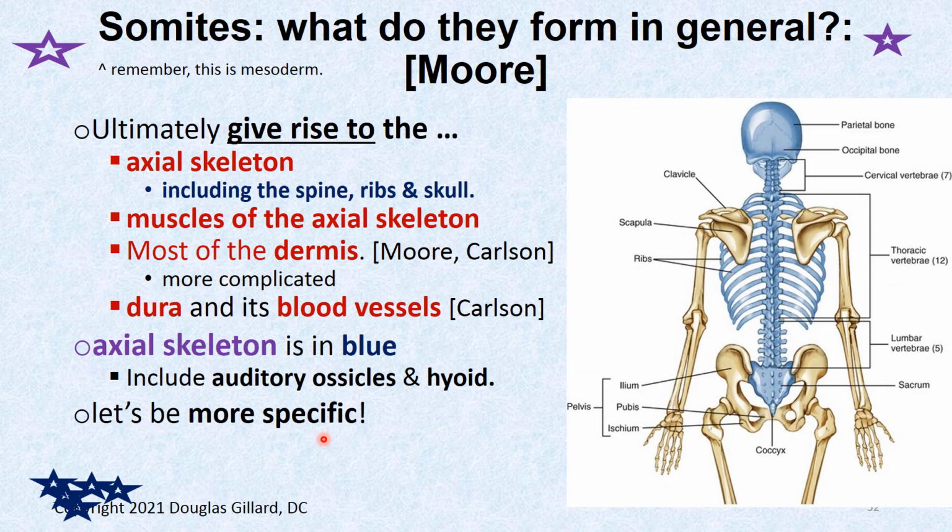What do somites form? Oh, I like this slide. I like forming stuff. You got to know what stuff forms. You make note cards of this stuff. Pull them out when boards come. This is really high yield stuff. So in general, what do somites form? And we're going to get into the weeds on these things. But in general, you could say they give rise to most of the axial skeleton. So that's the spine, the ribs, and the skull are made from somites.